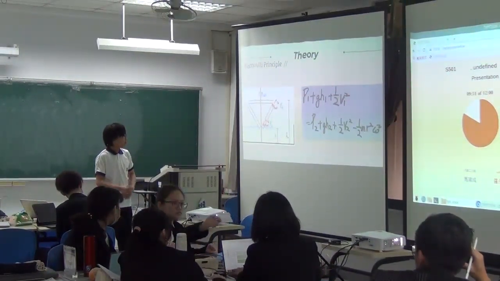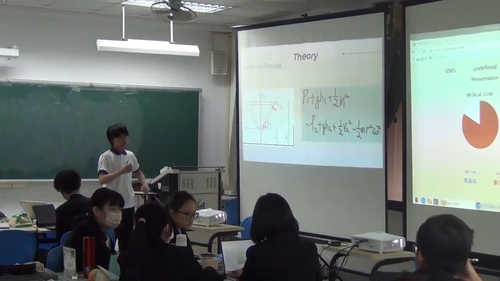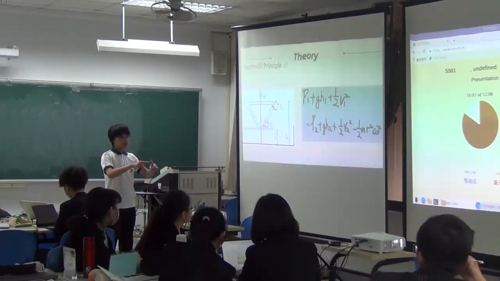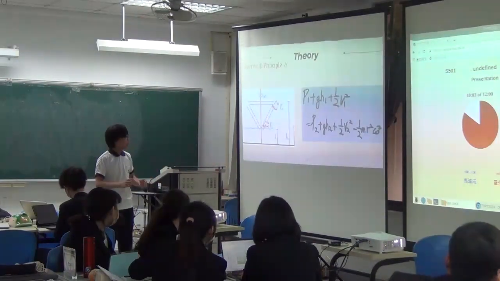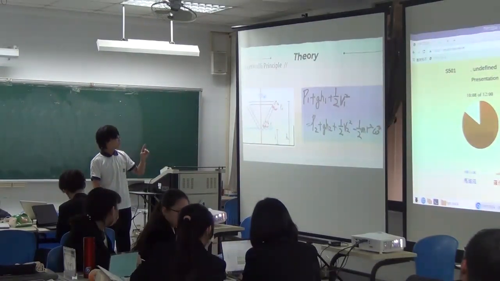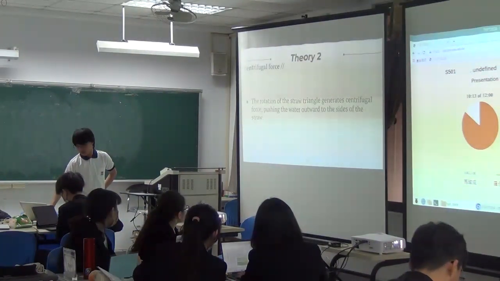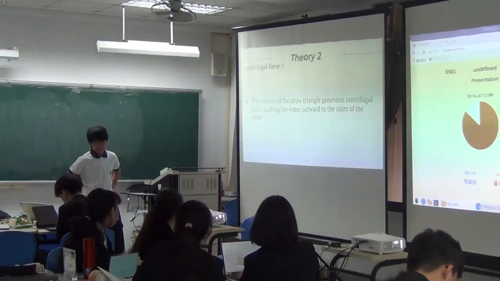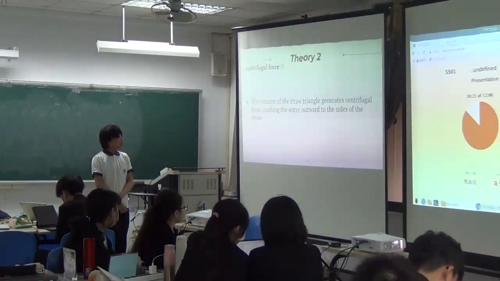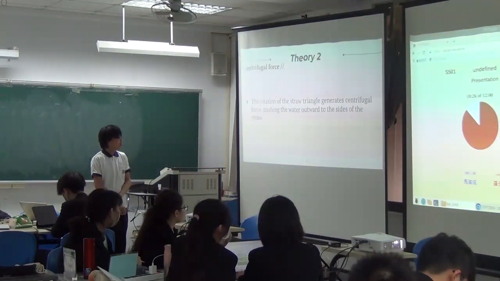By very many different reasons. So the water is being pushed up by the centrifugal force, and the force like a triangle will make the water be pushed up. And the rotation of the straw triangle generates the centrifugal force, pushing the water outward to the side of the straw.